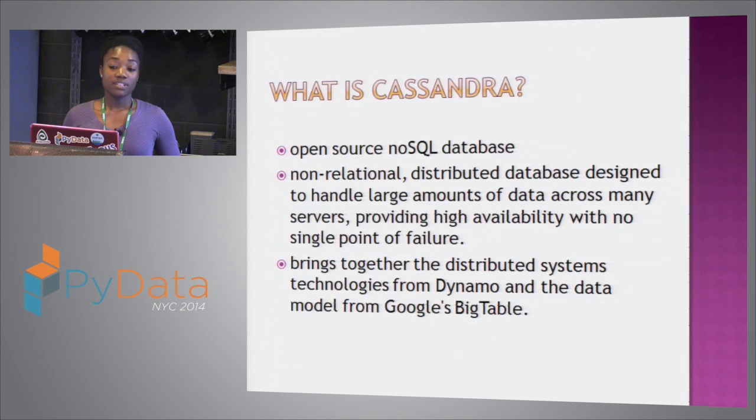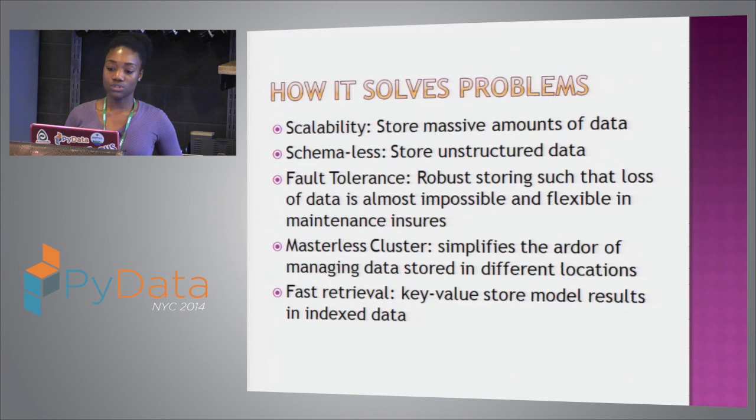So the precursors to this were Bigtable, which is from Google, and also Dynamo. So it merges those two technologies. What problems does it solve? In terms of storing massive amounts of data, that's a very large strength with Cassandra. It's scalable. It's also schemaless, so if your data is unstructured, you can also utilize Cassandra.